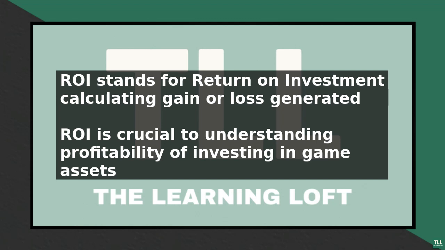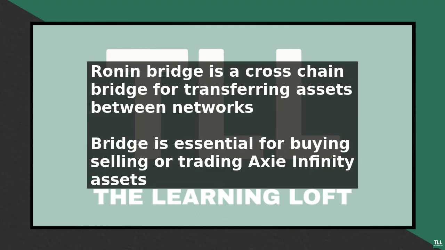To calculate the ROI of Axie Infinity using the Ronin Bridge, you need to consider several factors, including the cost of assets, transaction fees, and the price of Ethereum gas. The cost of assets refers to the price of Axies, land, and other in-game items, while transaction fees are the costs associated with transferring assets across the bridge.